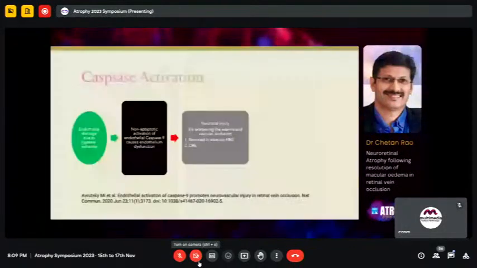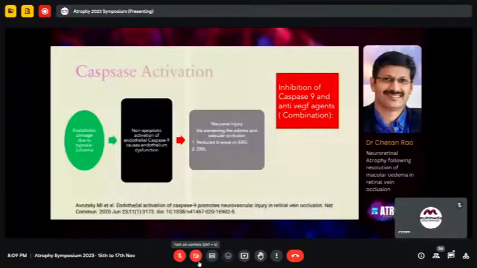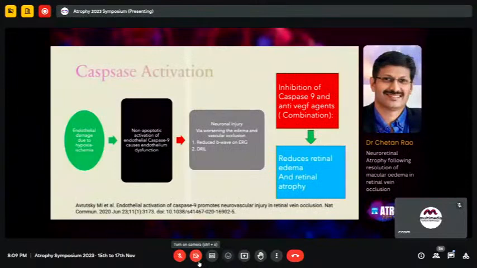However, caspase via non-apoptotic action causes dysfunction of endothelial cells that potentiates the action of VEGF and worsens the edema and the vascular occlusion. Experimental evidence shows that a combination of caspase-9 inhibitor and anti-VEGF helps in reducing the retinal edema and eventual atrophy.